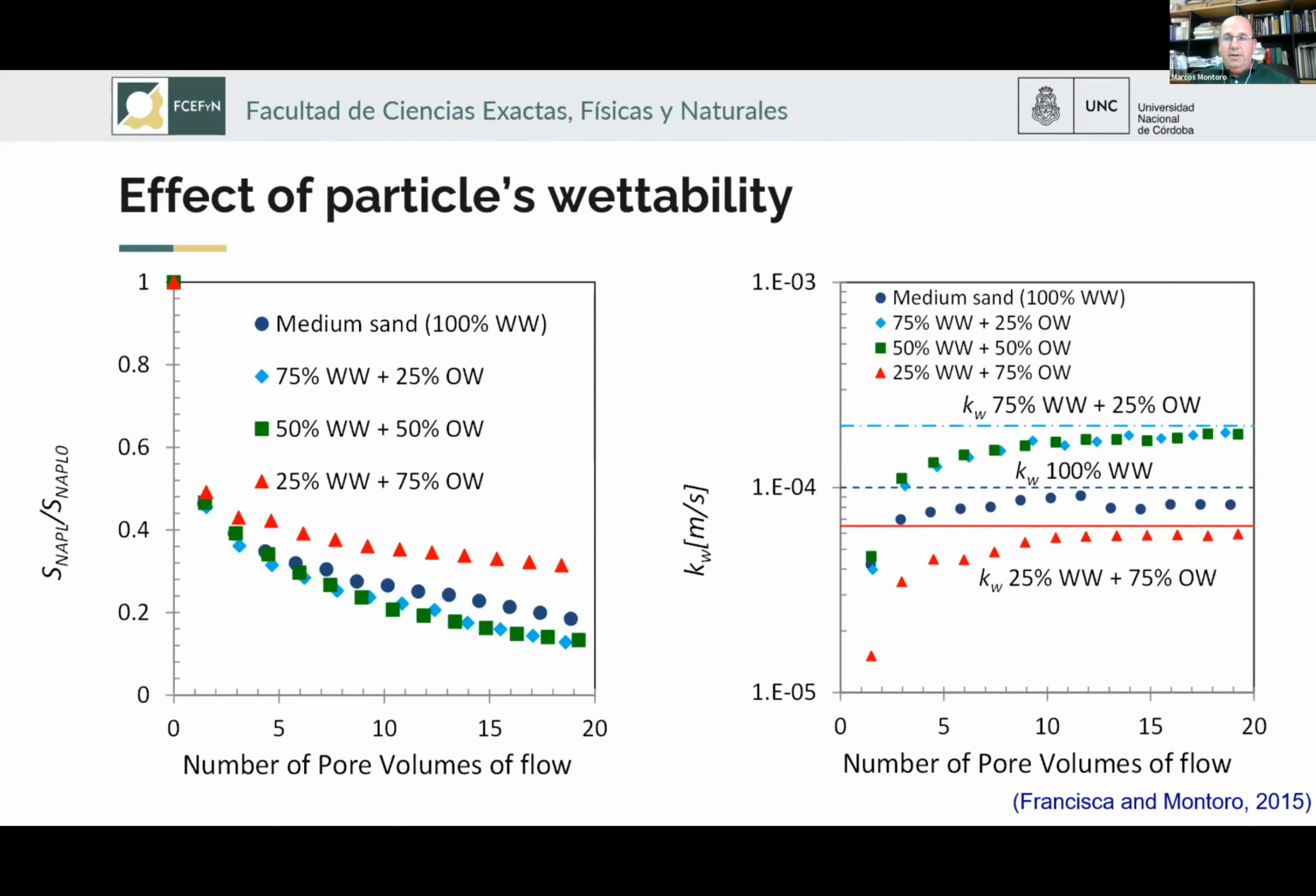The presence of NAPL wet grains forces water to partially occupy bigger pores, and consequently, hydraulic conductivity with respect to water and remaining NAPL saturation tends to increase.